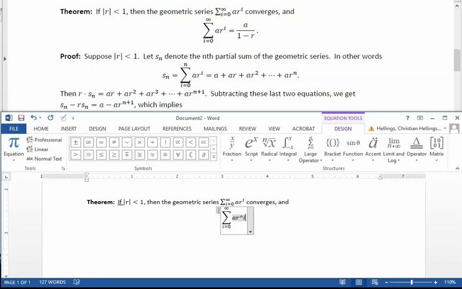AR caret I spacebar. Okay, now I am going to hit the right arrow key because I'm done with my sum. You can see it's shaded gray. That indicates that I'm still inside the sum, so to speak. But if I hit the arrow key, I am now outside of it. And now that equals.